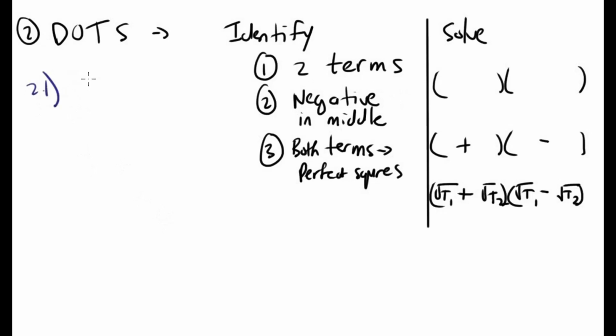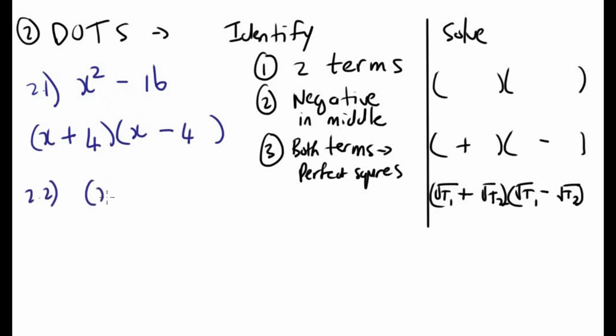The one type of example is where we've got, for example, x squared minus 16. There are just these two terms, the negative in the middle, both are perfect squares. When we do our answer, it's going to be brackets, plus minus. The square root of x squared is x and x. The square root of 16 is 4 and 4.